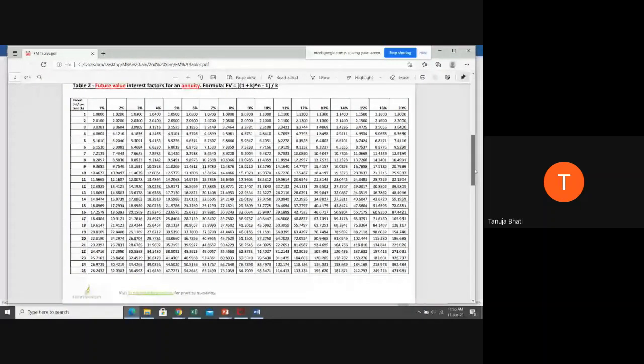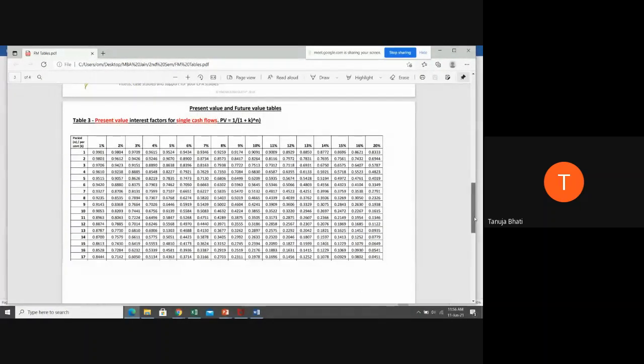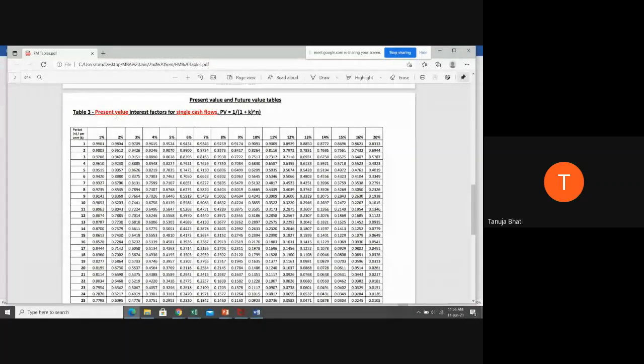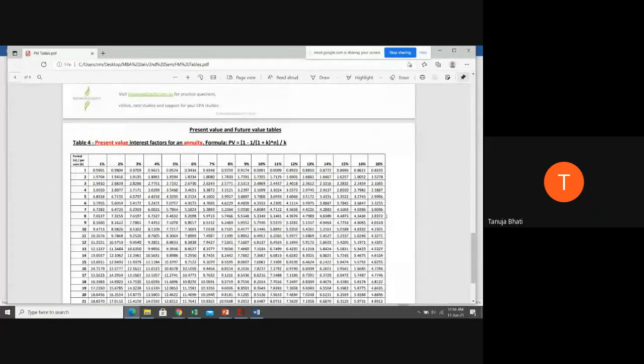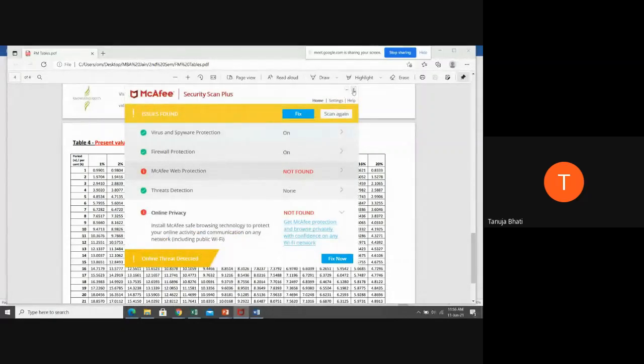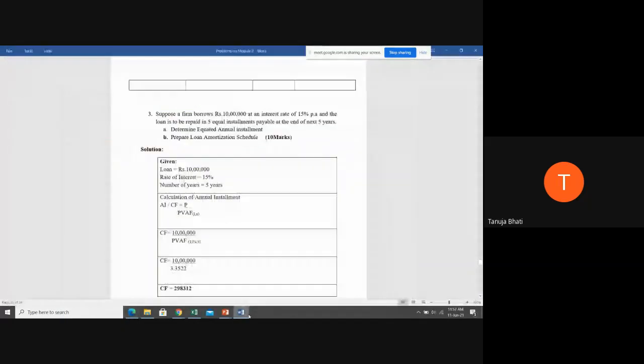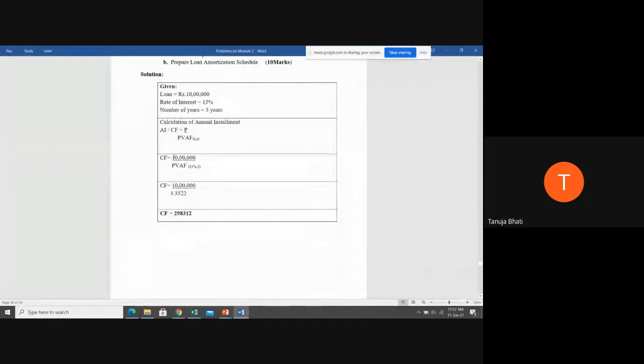Similarly, table number 3 and table number 4 are for finding the present value. Table number 3 is to find the present value of a single cash flow, and table number 4 is to calculate the present value of an annuity. So for the student who told me to use table number 2, here we have to use table number 4, because it is to calculate the present value.